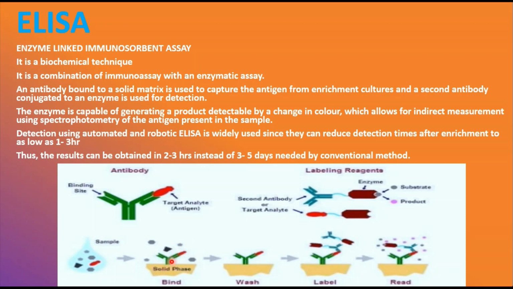If they are not specific to one another, there will be no complex formation, and the enzyme also won't bind, because this secondary antibody or target analyte is going to bind only to the antigen antibody complex. And if this is present, we are going to add a substrate which is going to lyse it and give a colored product. That color is going to be read automatically in the ELISA reader, which detects the concentration of the concerned antigen or antibody, and the result can be obtained within 2 to 3 hours instead of taking days, as in the conventional method.